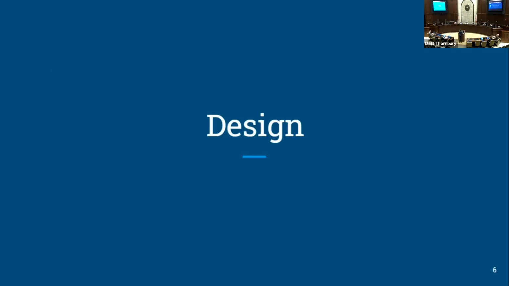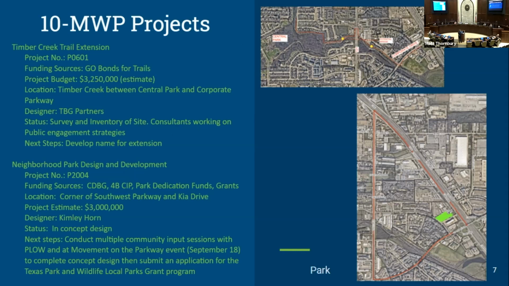And then what we've got in design right now, Councilmember Green, you mentioned the 10-minute walk to a park initiative. And if you'll remember, after the Urban Land Institute study, we were able to accelerate the timing for the Timber Creek Trail extension east of Central Park to Corporate Drive. So we've just recently signed a PSA with TBG Partners to help us put together a design for that trail extension. And we're excited about that because that's really going to help the residents of the Triangle be connected with the existing park system that exists now. So we're excited about that.